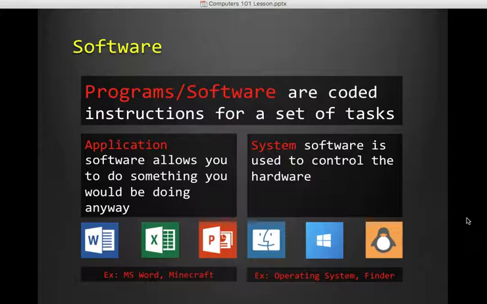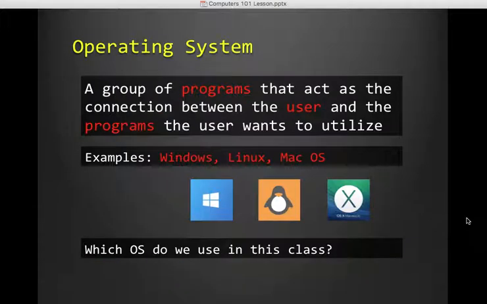System software, on the other hand, controls the hardware. So without system software, the computer doesn't work. Like Finder, that's something you use to organize your files, right? If you didn't have a computer, you wouldn't need to do that. Operating systems are an example. They control all of the hardware. So system software, much smaller category, but it's important because that's what controls the hardware. An operating system is a group of programs that act as the connection between the user and the programs the user wants to utilize.